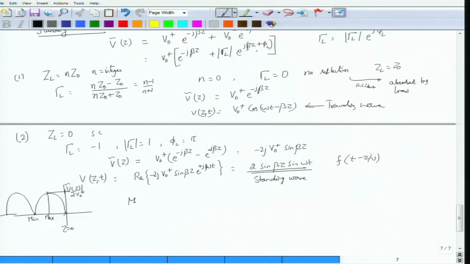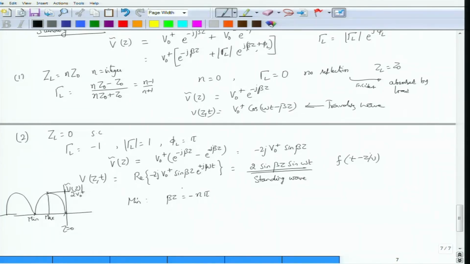When does sin beta z go to 0? Sin beta z goes to 0 when beta z is actually minus n pi, because at n equal to 0, that is at load z equal to 0, you have a minima. At pi, when n is equal to 1, again you have a minima. The minus sign simply indicates that the load is counted at z equal to 0, and all the further things are counted backwards. You know, the transmission line extends from z equal to 0 to z equal to minus L.